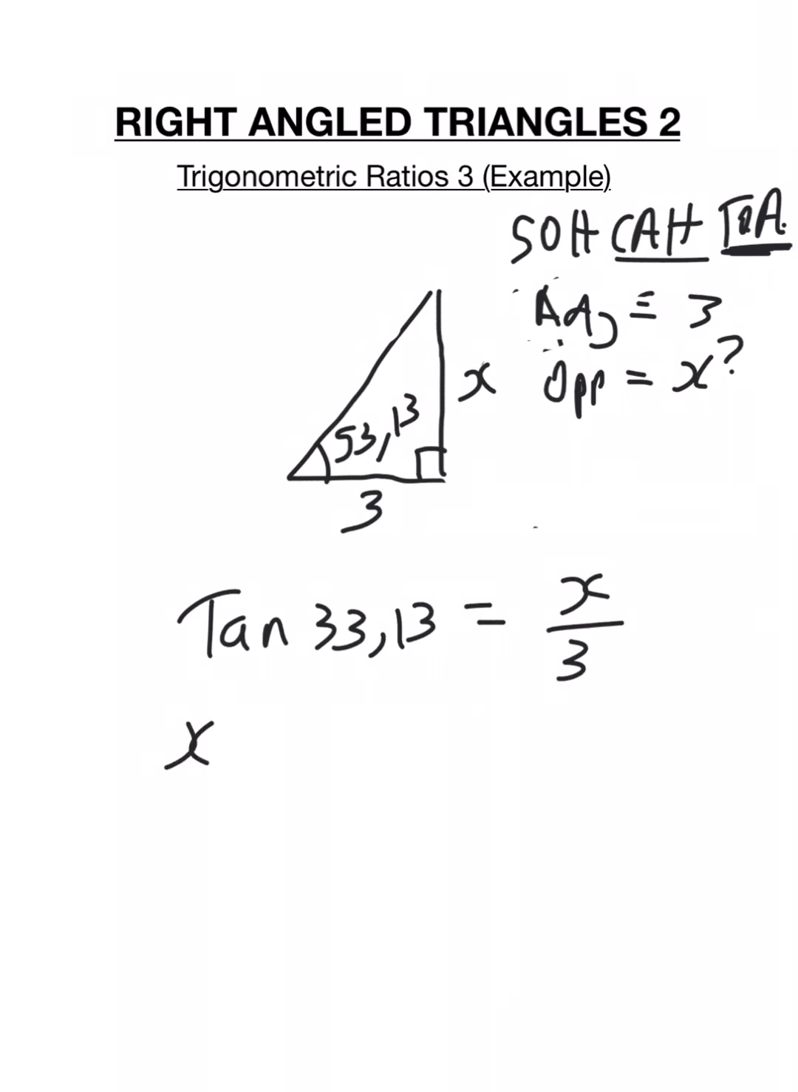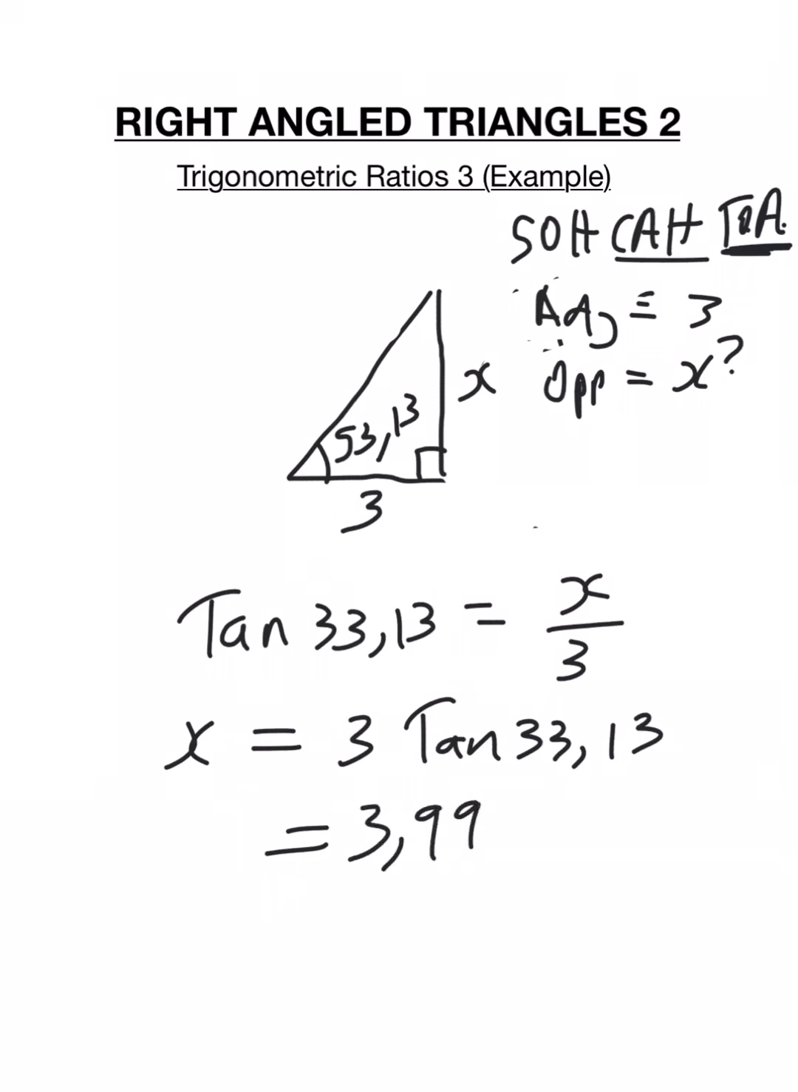So make x the subject of the formula. So x is equal to 3 times tan 53.13. Then you punch into your calculator there. What do you get? You get 3.99. That is equal to 4. So our x is equal to 4.